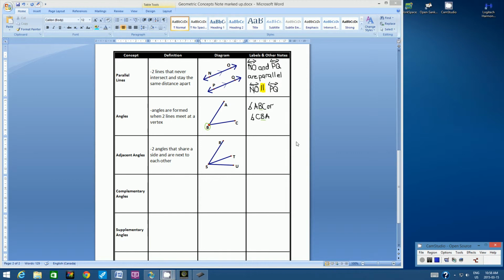Here's a diagram of two adjacent angles. As you're drawing them, you notice that you've got two angles side by side. You've got angle RST and angle TSU. And you'll notice that these two angles share one side. This side is called ST. These are adjacent angles. Not just in the world of geometry and math, the word adjacent means side by side, next to each other. So it just makes sense that these are called adjacent angles.